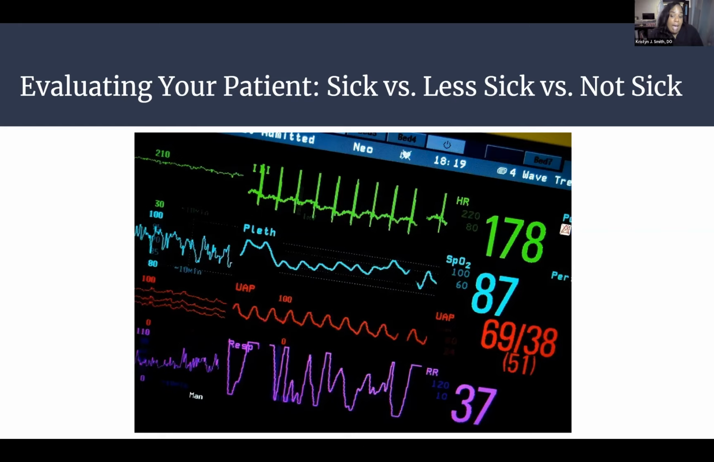A way to elicit this on history taking is by asking the patient, when you either took the bus here during your ride or during your car ride, were you particularly sensitive to every bump in the road? Did you notice every speed bump? And did going over these bumps make your abdominal pain worse? If they answer yes, you may have a higher clinical suspicion for a peritonitic abdomen.